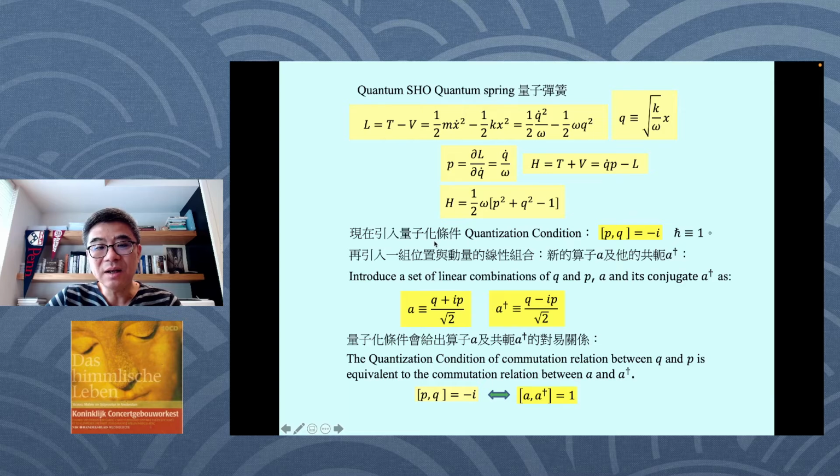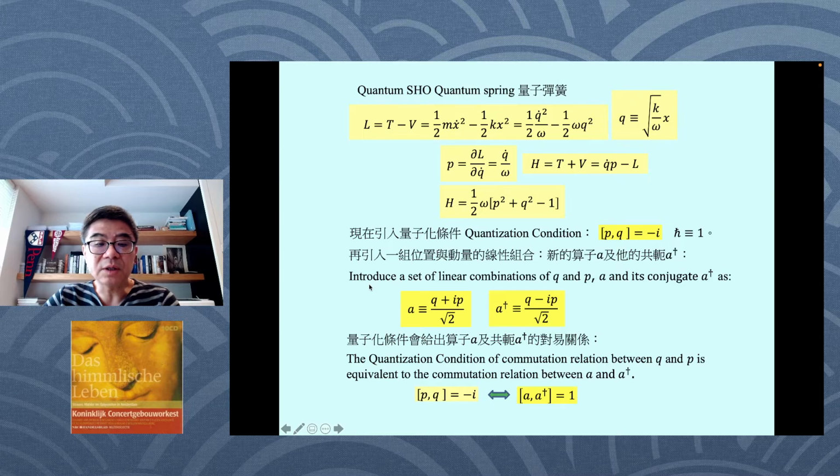And then I impose the quantization condition, which is a commutation relation between P and Q. Because now we have only one P and one Q, the relation is simple. The commutator between P and Q is equal to minus i. Here I define h-bar equal to 1 so that the notation will be simpler.